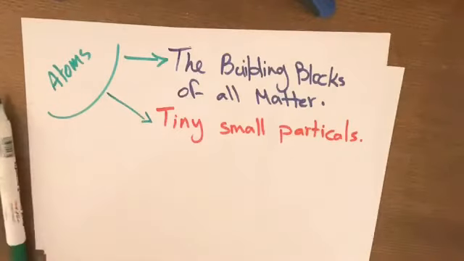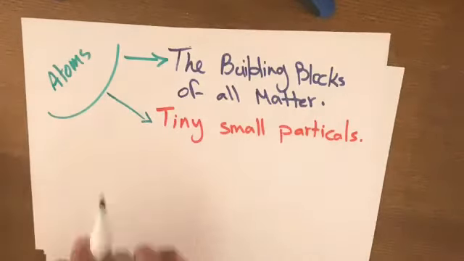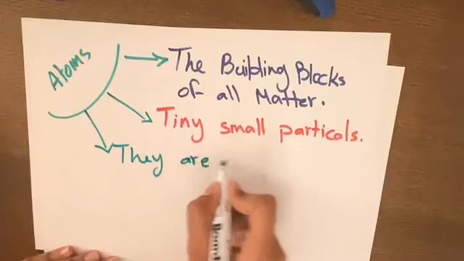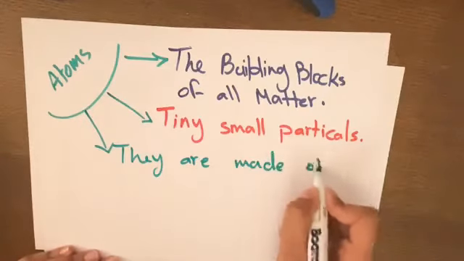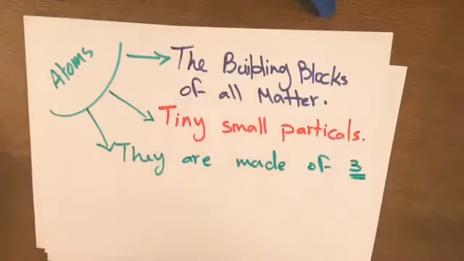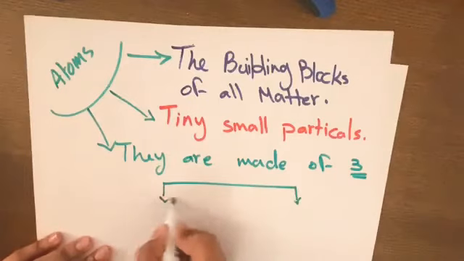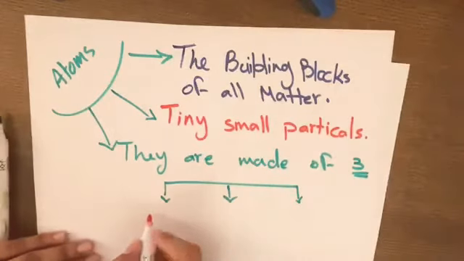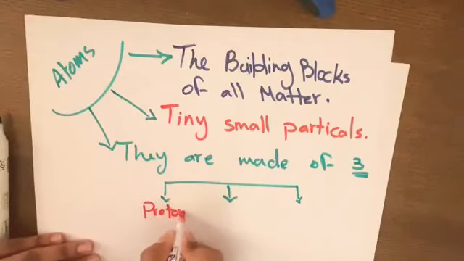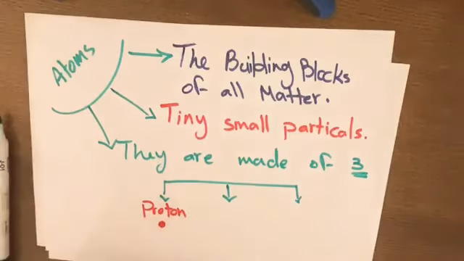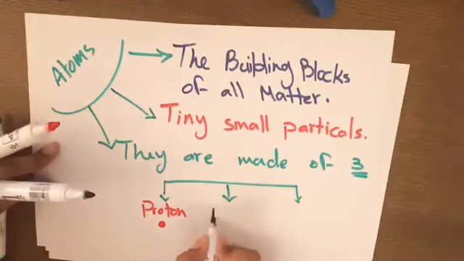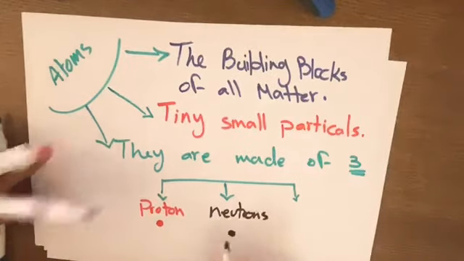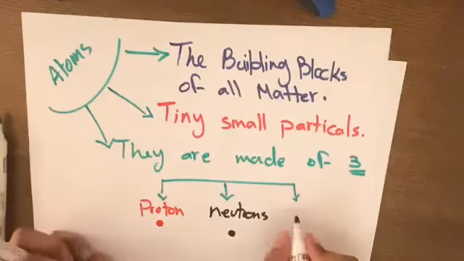What else do you want to know more about atoms? What are they made of? Oh, they are made of three main particles. I'm gonna just show you three main particles. Proton, which I'm gonna write with red. Protons, right? And neutrons. All right, and finally, electrons.